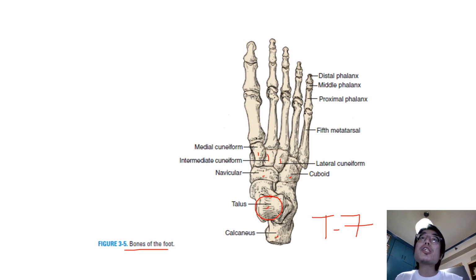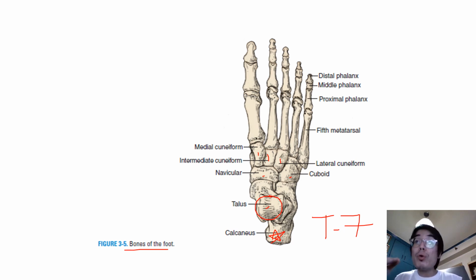Let's start with the talus. The talus transmits the weight of the body from the tibia to the foot, and it is the only tarsal bone without any muscular attachments. It has a neck with a deep groove, the sulcus tali, for the interosseous ligaments between the talus and the calcaneus.